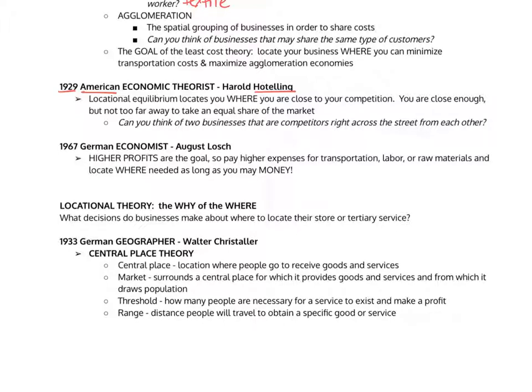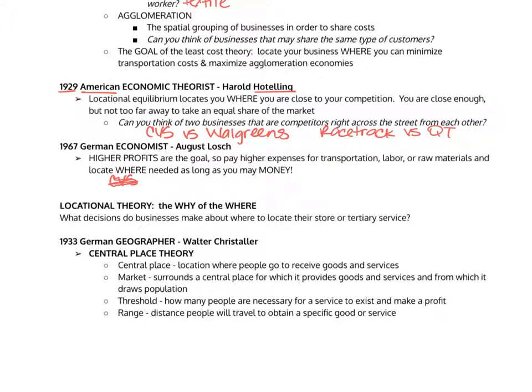Okay, so how many of you have ever seen... Well, whenever a CVS goes up, what goes across the street? Walgreens. Racetrack and QT, like Chick-fil-A. Okay, so there's a reason for that. Really, any gas station is kind of like that. Here's why they do that.